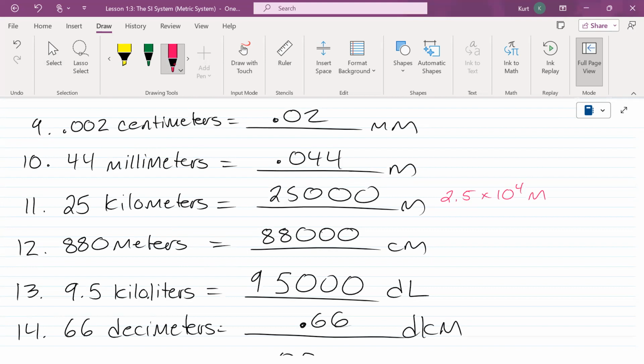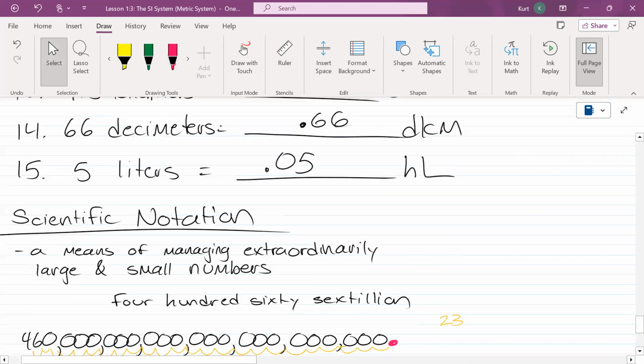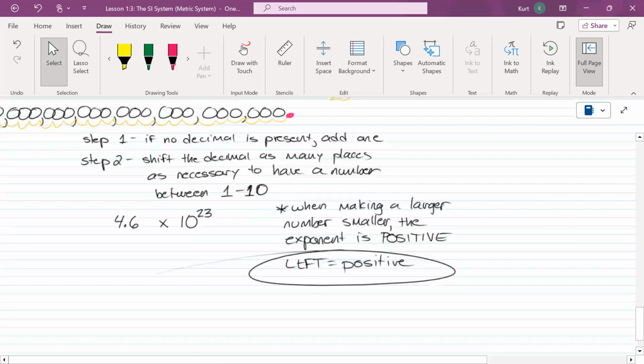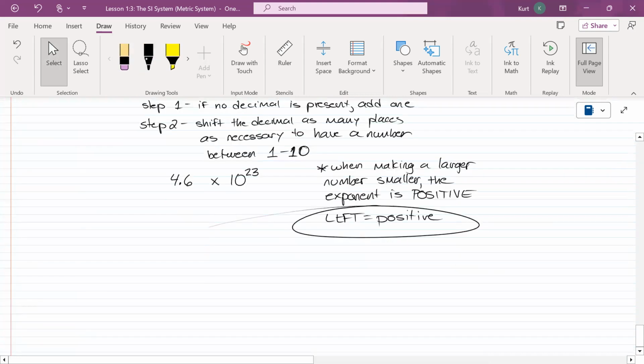Meters. Do number 12. Good. One more. Number 13. Deciliters. Good. Okay, now let's do the opposite of this. Let's say you're taking something super small and you want to make it a little larger and manageable.